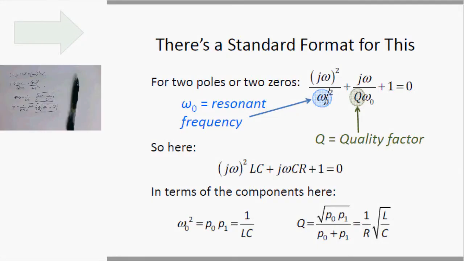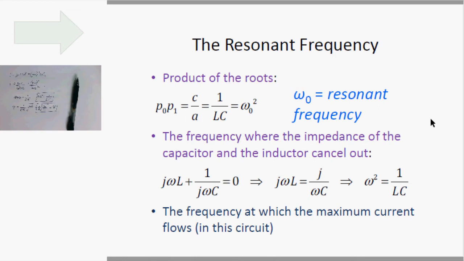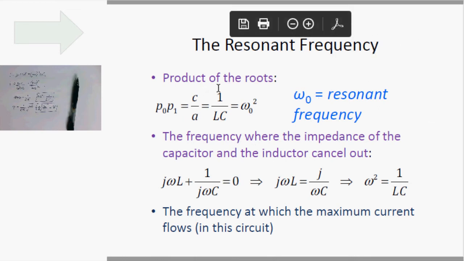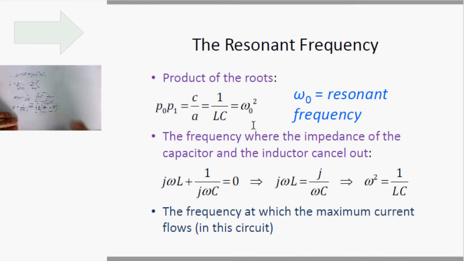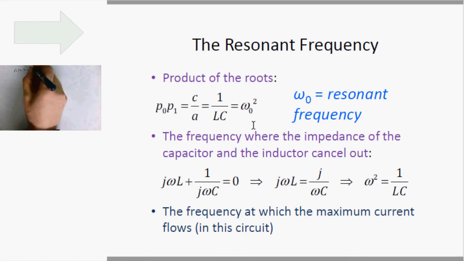Before we go on, it's worth thinking a little bit about what the physical meaning of these two new parameters are. What does the resonant frequency actually mean, and the Q factor actually mean, in terms of the response of these circuits? Well, the resonant frequency first. The resonant frequency is the product of the roots of the quadratic equation, which means that it's the product of the two pole frequencies. We could write P1 times P2 equals omega naught squared.